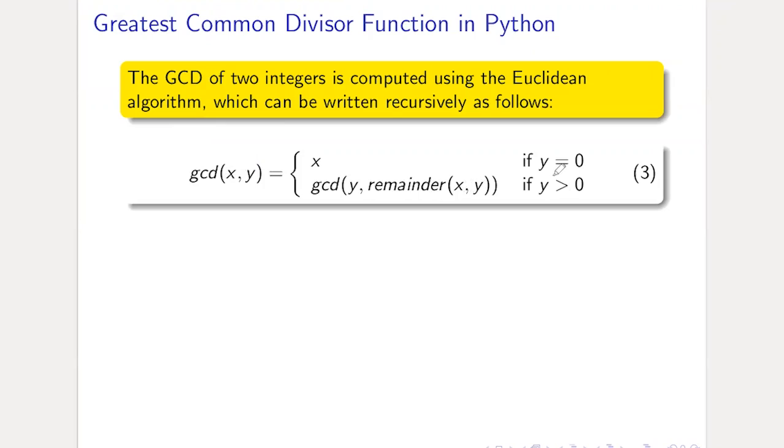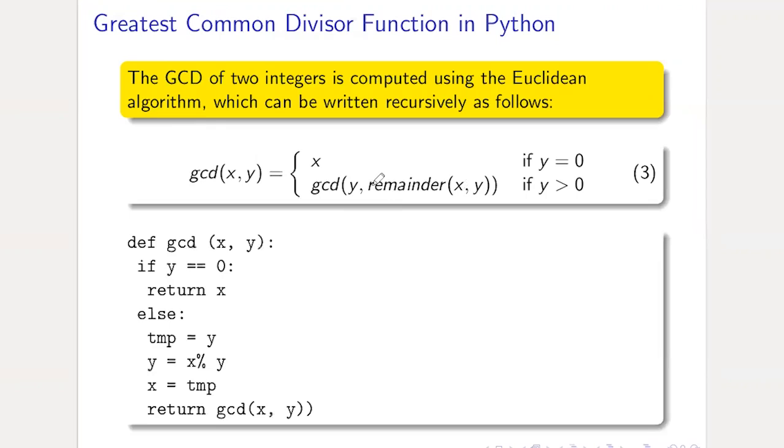And for any other case, this is the recursive scenario. This is the recursive case. The greatest common divisor is the second value from the previous call and the remainder of the pair x, y. So this is how you would create the base case and the recursive case.